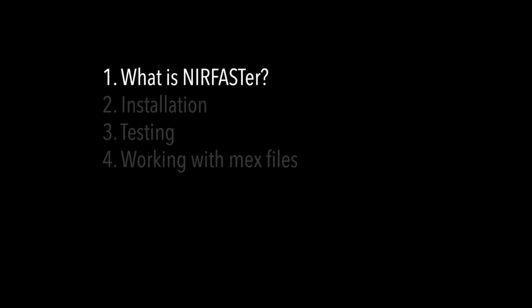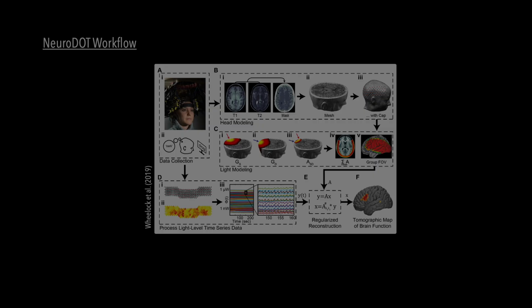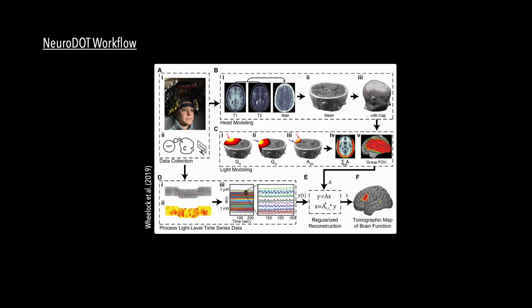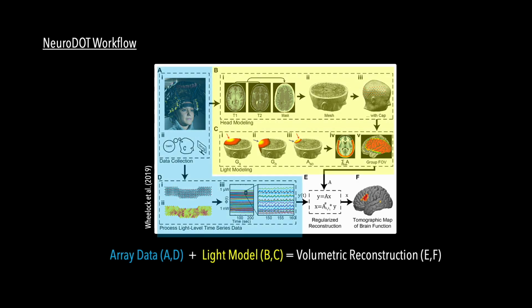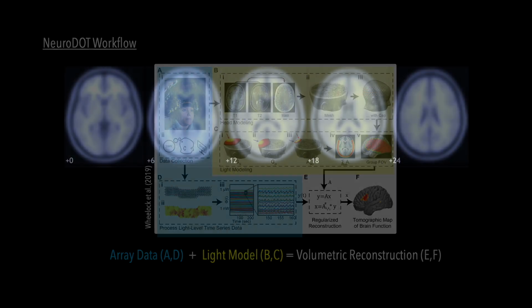To get started, it's helpful to understand how NIRFASTer fits into processing. In the broadest sense, the NeuroDOT workflow involves combining data collected using an optode array with a model of how light propagates inside the head. These two processing streams converge to produce a volumetric map of brain activity.